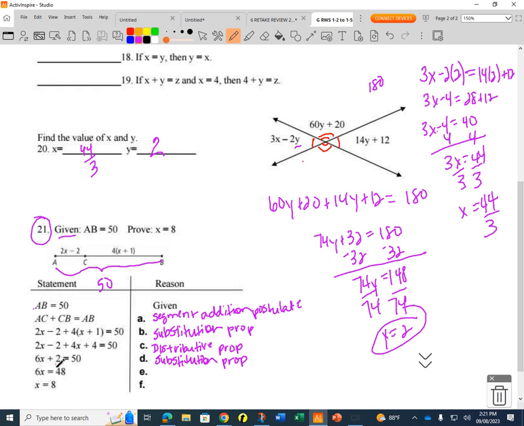And now we had to subtract 2 from both sides to get from 6x plus 2 equals 50 to 6x equals 48, so that's the subtraction property of equality. And now we're dividing both sides by 6. That is the division property of equality. All of these are of equality. I don't really care if you write this part, unless we're talking about transitive. If we're talking about transitive, you have to tell me if it's the transitive property of equality or the transitive property of congruence. Phew, I made it through.